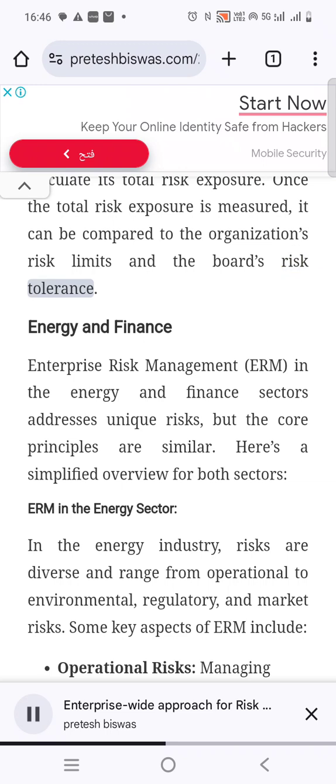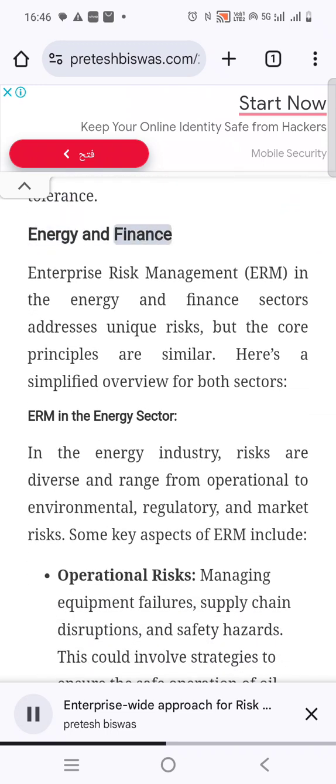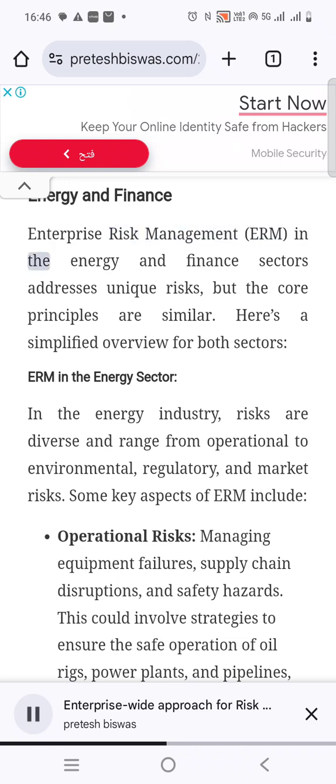Energy and finance. Enterprise risk management in the energy and finance sectors addresses unique risks, but the core principles are similar.